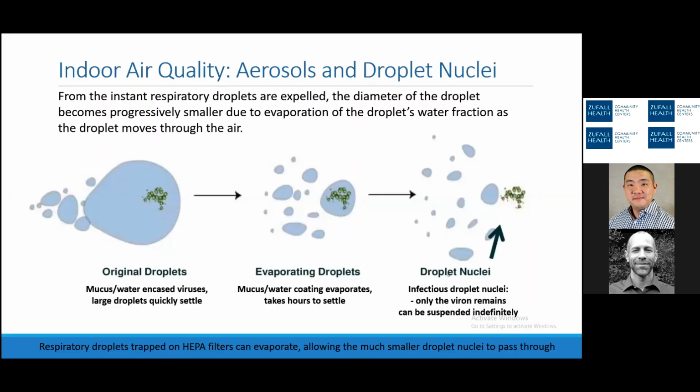And so within time, what we have are these original aerosol droplets becoming smaller and smaller until they're essentially the size of a droplet nuclei. These can be basically the size of a virion, so they can be as small as about 0.02 microns in size, making a certain air filtration technology challenging to filter out these small contaminants.